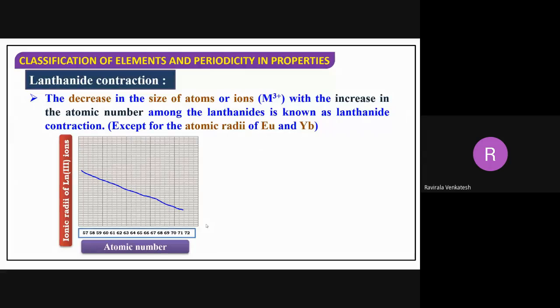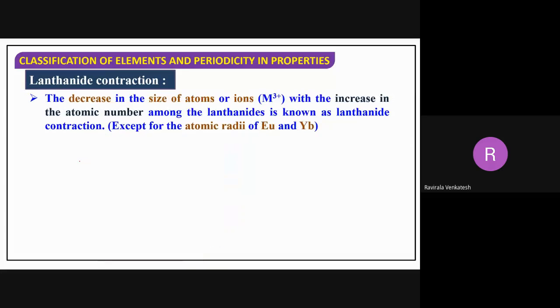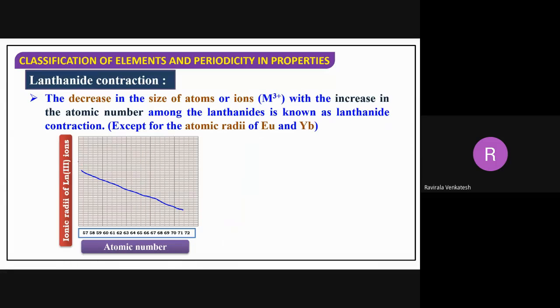Now this is the ionic radii. What is the difference between the two graphs? These are the atoms, the elements. Here, these are ions: lanthanum plus 3, cerium plus 3, up to lutetium plus 3. From lanthanum plus 3 to lutetium plus 3, we don't have any exceptions. It is continuously decreasing. Ionic radii means radii of ions.